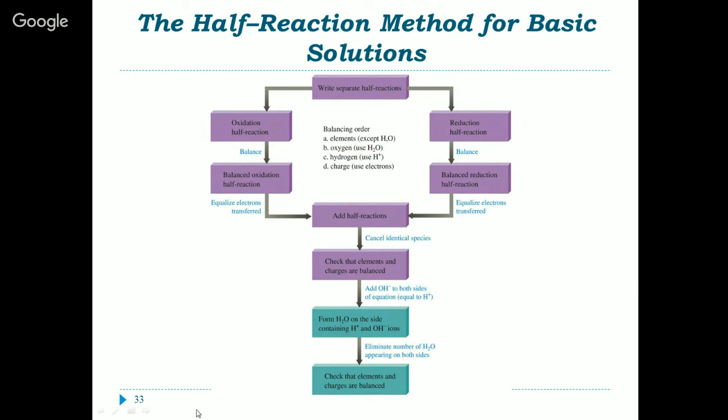So this is what we are doing in this chapter. Make sure you study, read the chapter, and practice the problems. Good luck.